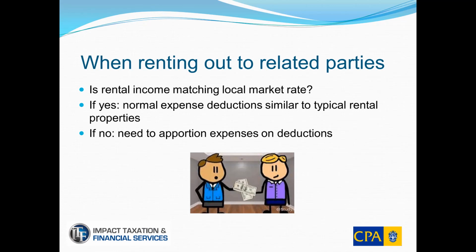So let's say the local market might rent at $1,000 a week for a property, but to a related party, you're only renting it out for $800 a week. That means on the deduction side, you can only claim 80% of the expenses. So you have to apportion expenses.